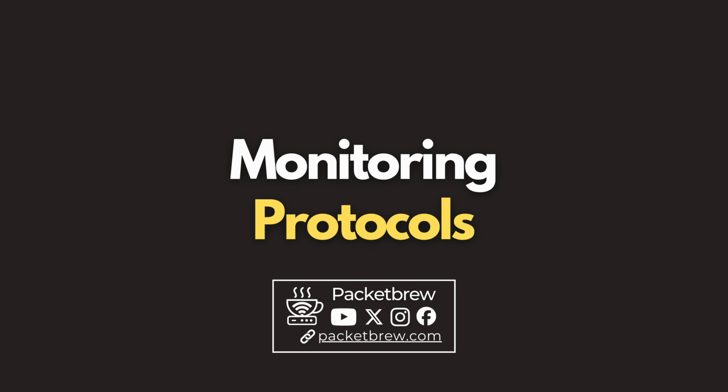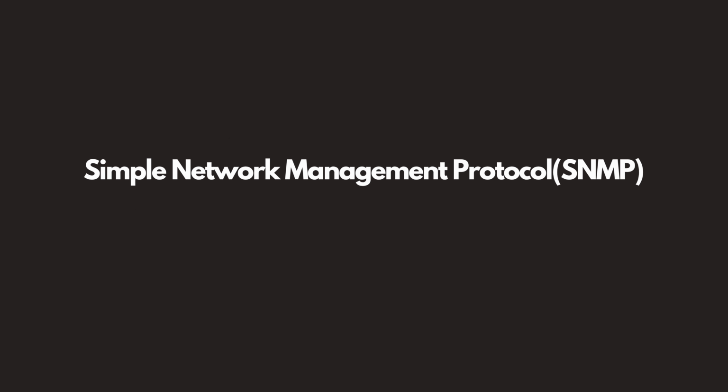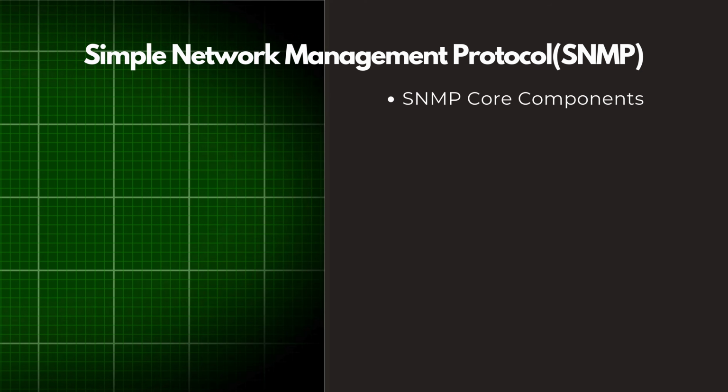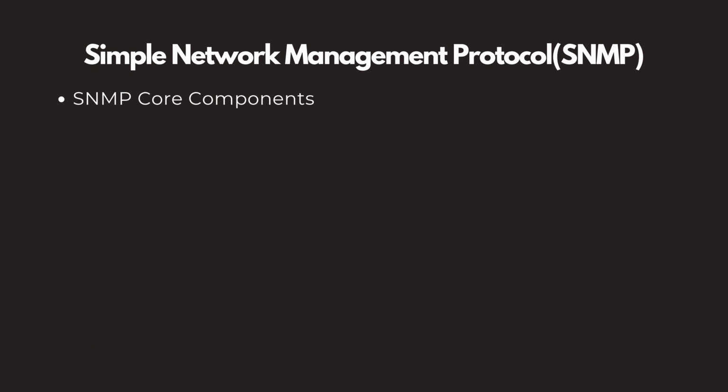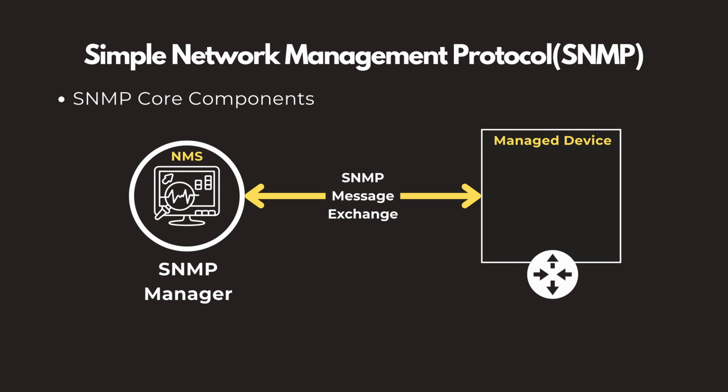There are also protocols that are involved in monitoring and accessing devices in your network, like Simple Network Management Protocol, or SNMP, which is the health monitoring system for your network devices. It collects information about device status, performance, and errors. SNMP has three core components, namely SNMP Manager, the monitoring server that collects data; SNMP Agent, software running on network devices; and MIB, Management Information Base, the database that defines what information can be collected.